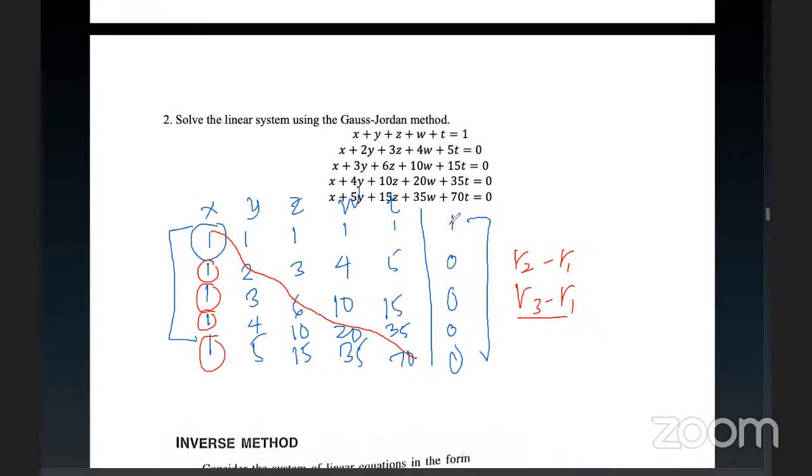So, kapag naging identity matrix na 'to, itong nasa right part ng bar, yun na yung mga values ng unknowns. Okay, so you can continue this. If you have further questions, you can reach me through MS Teams.